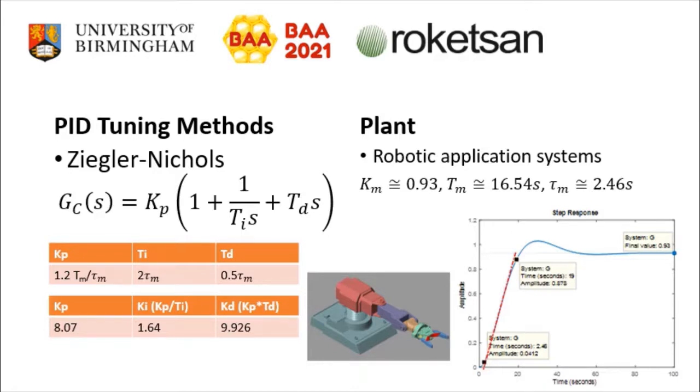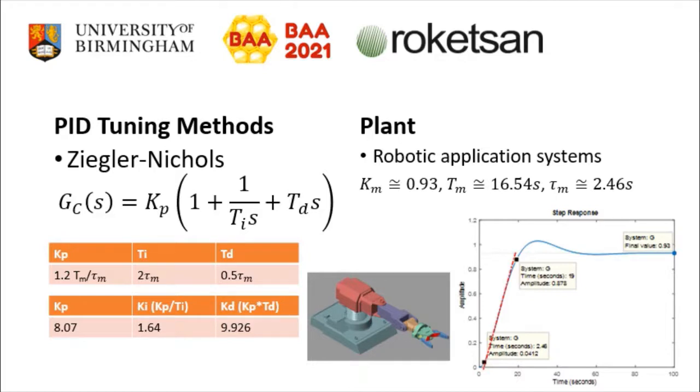And as you see on the right side of the screen, the steady-state value Km is around 0.93. The time tau m, where the rising slope meets the zero line, is around 2.46. And the difference between Tm, which is the time the rising slope crosses the Km line, and tau m is found as 16.54 seconds.